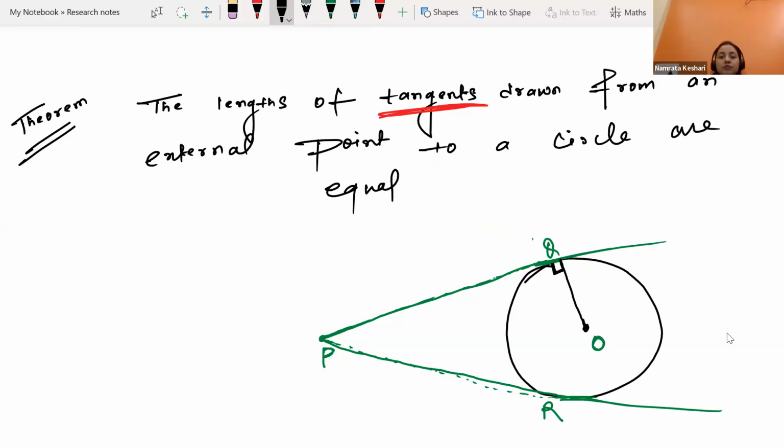So if we join this O with Q, the point of contact, it is just a radius, and this is a special radius which will make 90° with our tangent. Similarly, we will be drawing another radius, and we know this is a special radius which will make 90° over here. So far, is it making sense to all of you?